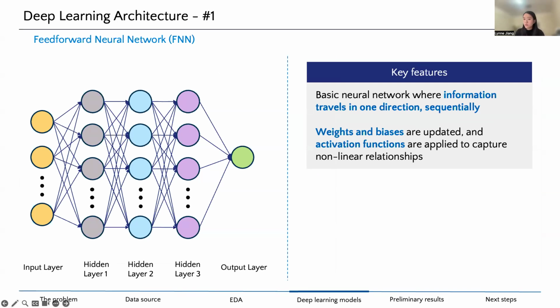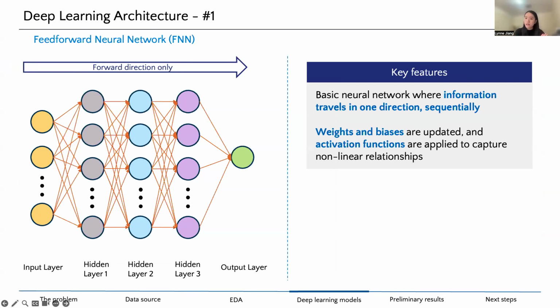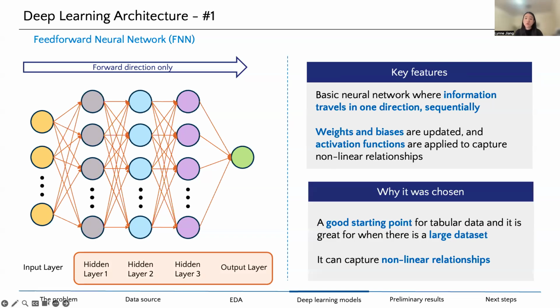It is a basic neural network where information travels sequentially in one direction through the nodes in the hidden layers and to the nodes in the output layer. During this process, weights and biases are updated based on the error calculated using backpropagation. Additionally, activation functions are applied within each node in the hidden and output layers to capture nonlinear relationships. This feed-forward model was chosen because it is a good starting point for tabular data and great for when there is a large dataset and nonlinear relationships present.